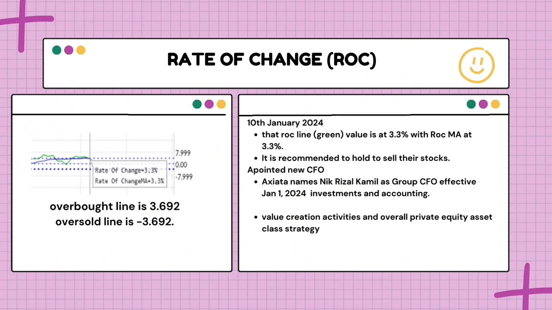So the next indicator is ROC, which is rate of change. As you can see from here, by using the ROC on the 10th January 2024, we can see that the ROC line, which is the green line, is at 3.3%. Since it does not break through the overbought line, and the ROC line is above the equilibrium line, which is 0, it is recommended to hold to sell their stocks.